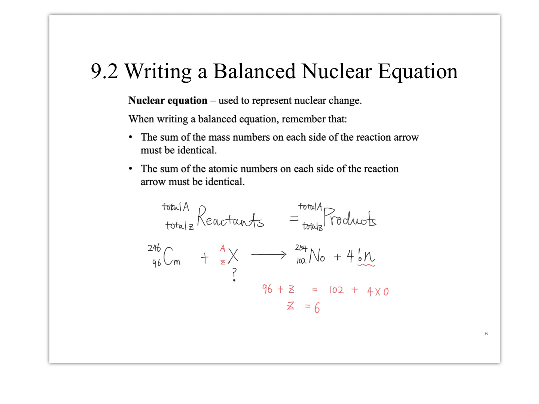Next we are going to figure out the A. Use the same idea. 246 plus A on the left side will equal 254 plus 4 times 1 for the mass number. So if you solve for A here, it is 12. So now we know X is carbon 12. So X is carbon 12. That is the idea of a balanced nuclear equation.